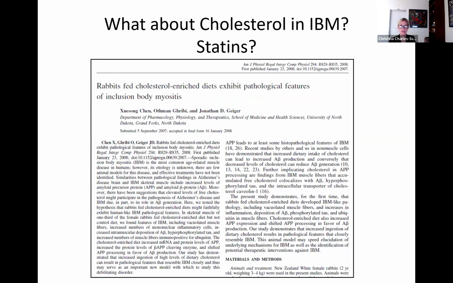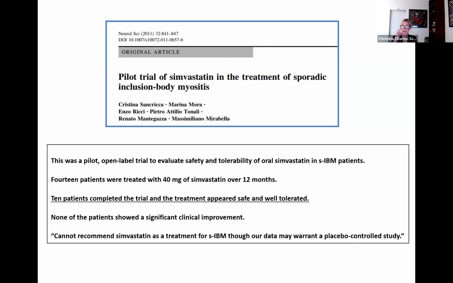That led to a study with simvastatin, which is one of the statins, looking at it in IBM. And they actually did this not just to test whether it was safe, which is what most of us think about, right? They wanted to also see if it had any efficacy. So safety and tolerability, but they also looked for efficacy. 40 milligrams of simvastatin over 12 months.